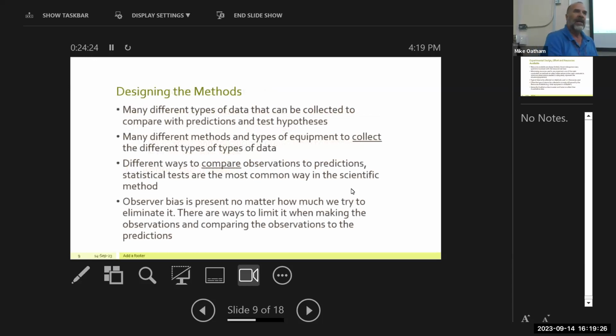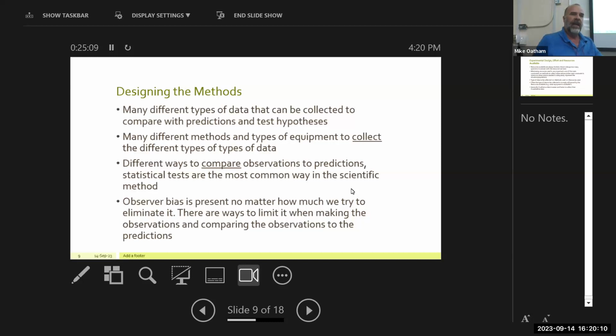All right, so we've talked about the different steps in the scientific process. I want to talk a little bit about designing the methods. So we've gone from the research question to proposing a hypothesis, which is falsifiable. You can see a way in which you can collect data to test that hypothesis. You form the predictions from that hypothesis, and then you have to design a method to test those predictions or gather observations to compare to those predictions.